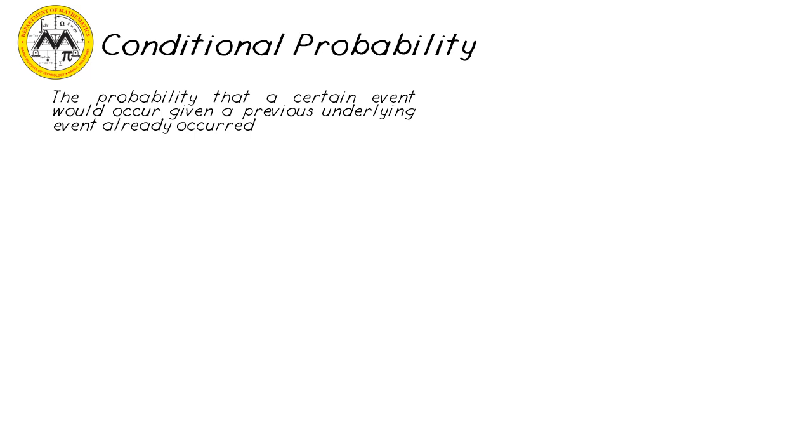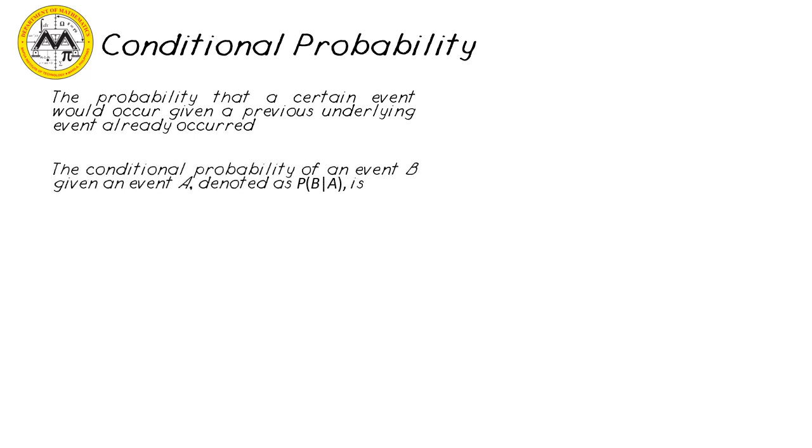Now, conditional probability is the probability that a certain event would occur given that a previous underlying event has already happened, or you already know the underlying event. So the conditional probability of an event B given an event A is denoted by the probability of B given A.